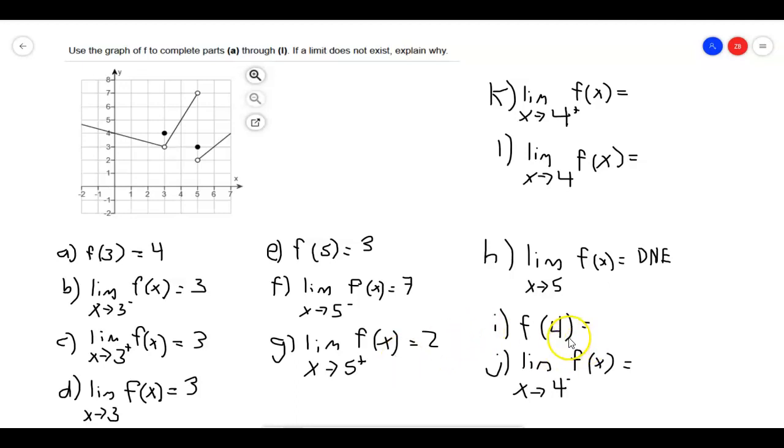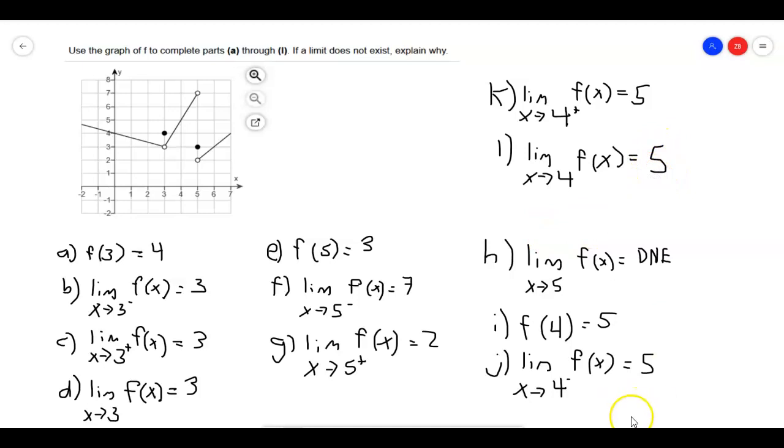All right, f of 4. We'll go to 4. We go up and the y value is there. It's at 5. From 4 from the left, as we're going from the left to this value of 4, we're getting closer and closer to the y value of 5. As we're going from 4 to the right, we're getting closer and closer to 5. And as we approach 4, the only thing we care about is the limit from the right and the limit from the left, which is the same value, which is 5.